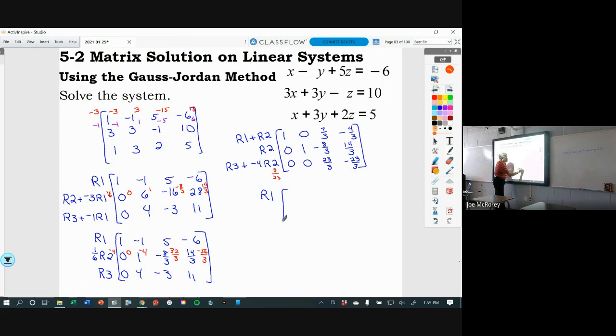Row 1's good, leaving it alone: 1, 0, 7/3, -4/3. Row 2 is good: 0, 1, -8/3, and 14/3. Row 3, we've just changed, multiplying by 3/23, which gives us 0, 0, 1, -1. We have one more matrix to do.